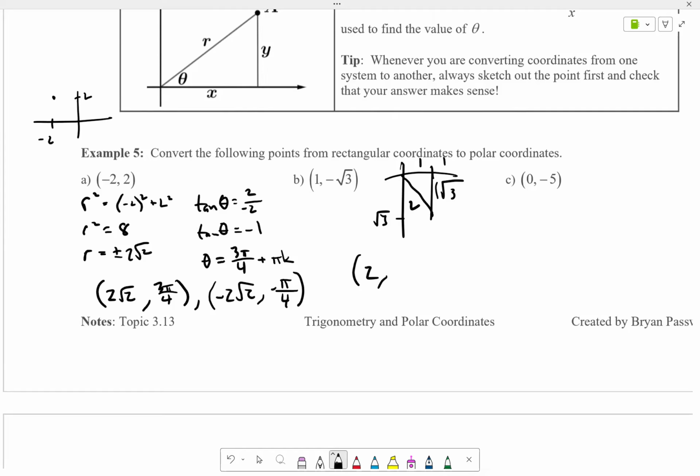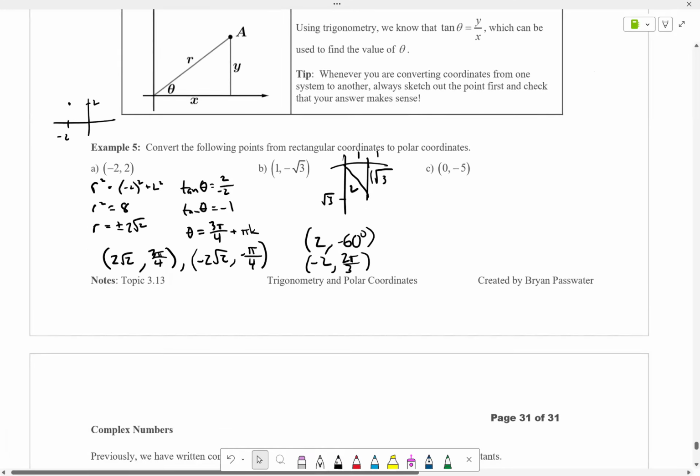Degrees are okay. Is it 60 degrees? Is that -60? Or what? 2/3. We could do 2/3, can't we? Yeah, 2/3 would be fine if we do negative. Say that one more time. Yeah, exactly. I think you got it. And 0, -5? That's down here, isn't it?